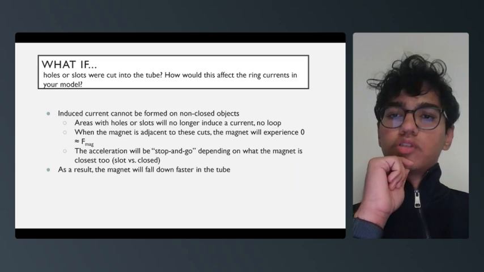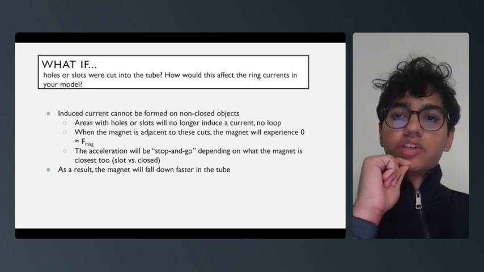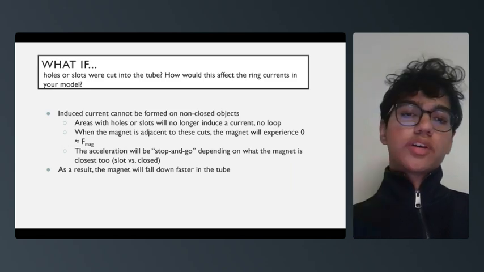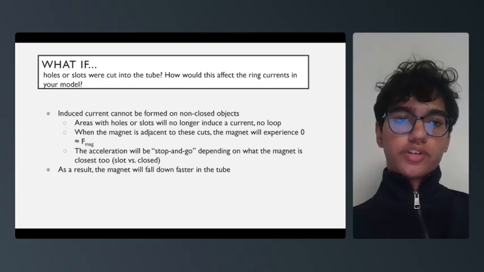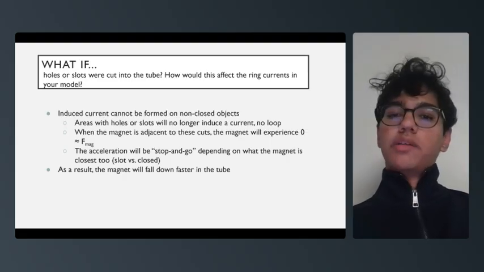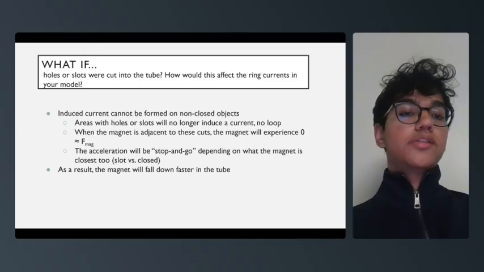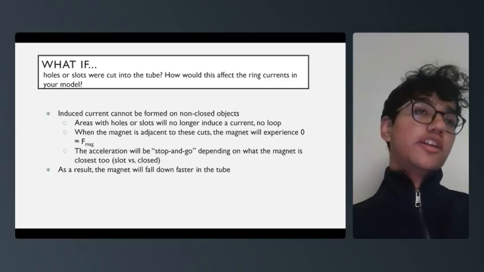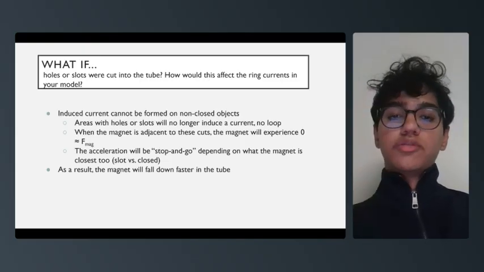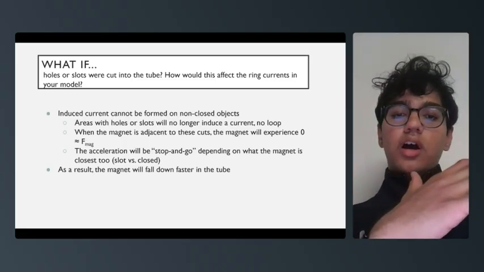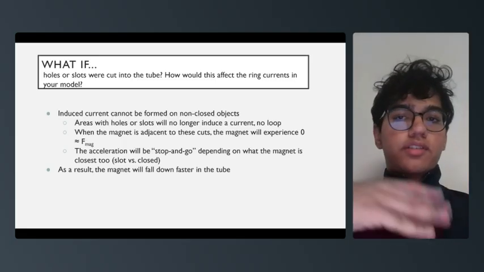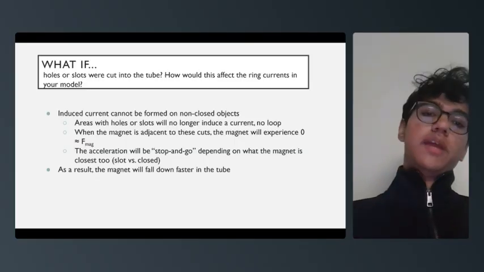What if holes or slots were cut in the tube? How does it affect the ring currents in your model? Induced currents cannot be formed on non-closed objects, so areas with holes or slots will no longer induce a current, since there is no loop. When the magnet is adjacent to a slot, the magnet will experience 0 force because the magnitude of the force is 0. Acceleration will be stop and go, so depending on what the magnet is closest to, if the slot was closed as well, the magnet would fall down faster in the tube. So that really depends on the shape.